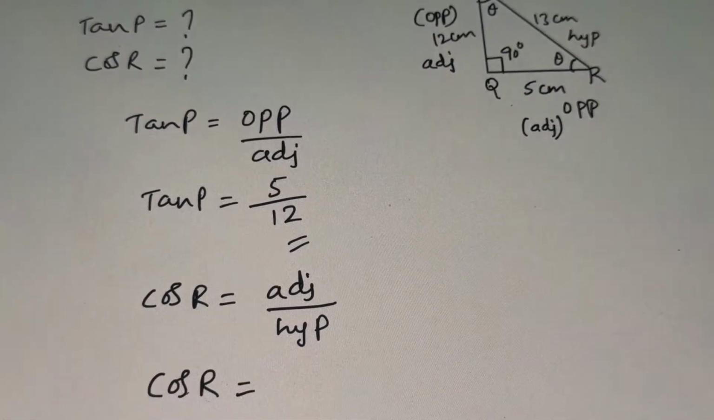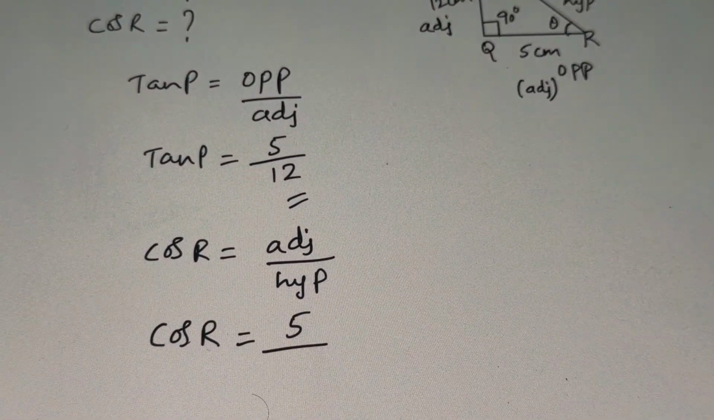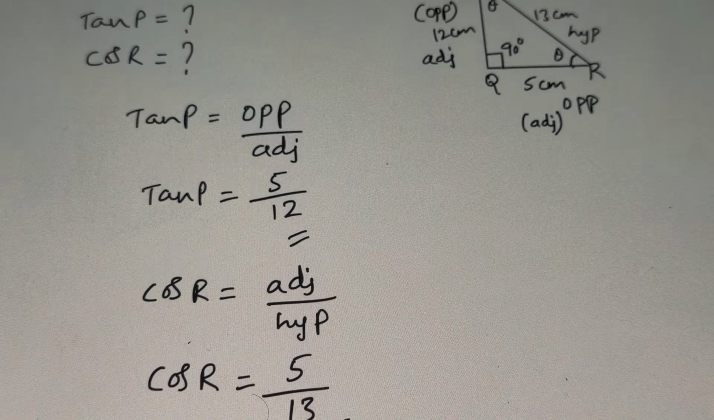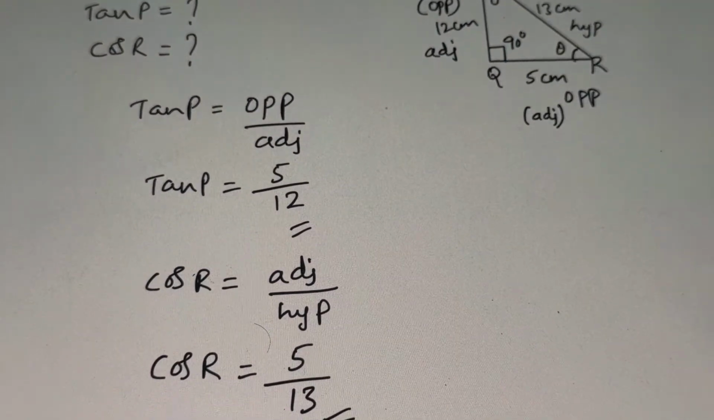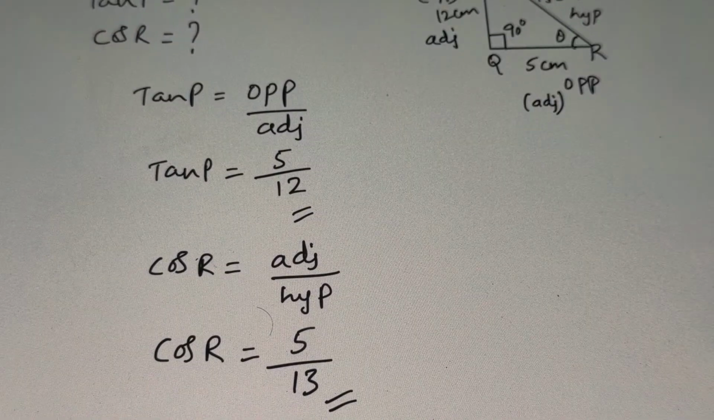Therefore cos R is equal to adjacent 5 and hypotenuse 13. Therefore cos R is equal to 5 by 13. So this is the final answer for cos R and tan P. Kindly revise the problem.